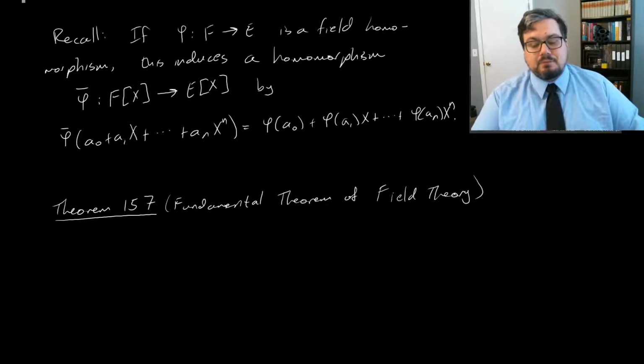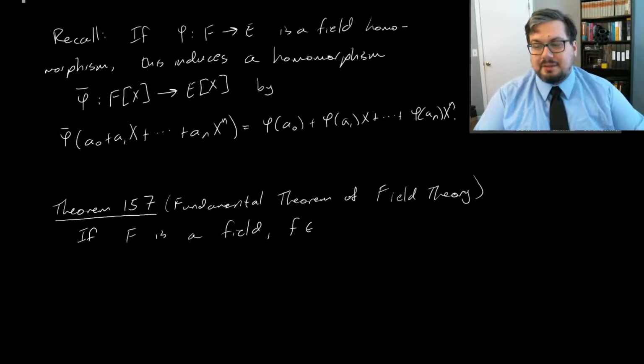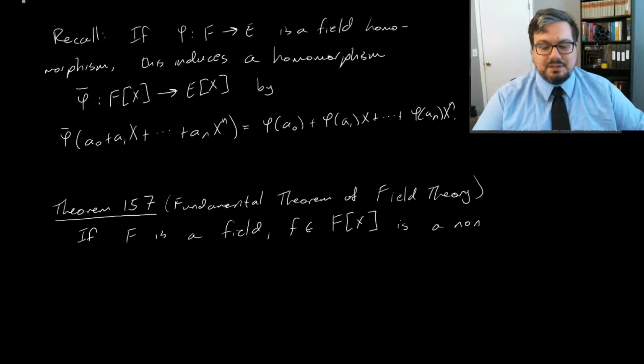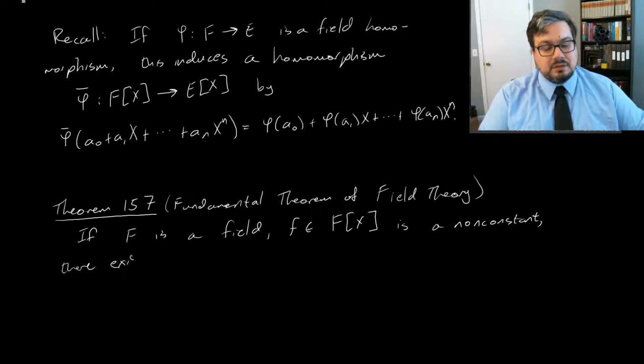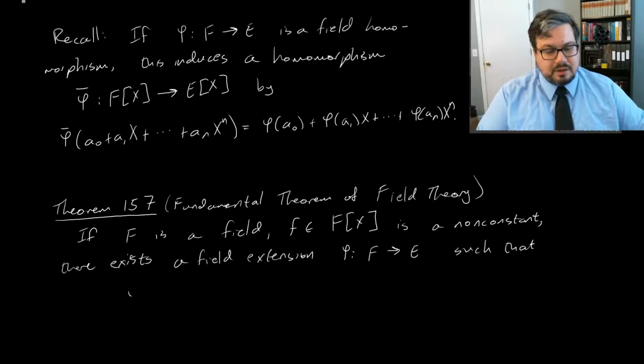And it was proven by Kronecker. It tells us that if F is any field and little f is a non-constant polynomial in the polynomial ring with coefficients in F, there exists a field extension phi from F to E such that phi bar of f inside E adjoin X has a root.